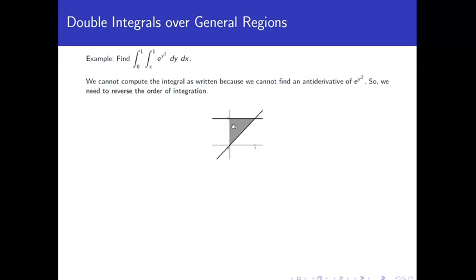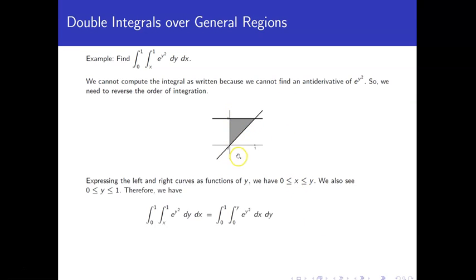Now let's flip the order. Let's integrate with respect to x first, holding y constant. Okay, that means we need bounding terms in terms of y. Well, here's x equal to 0, and this is x equal to y. So you see that your x is between 0 and y, and then your y's go from 0 to 1.